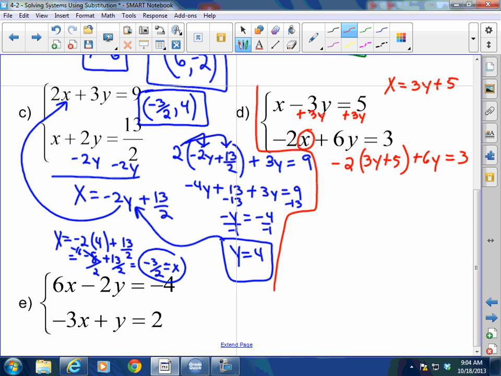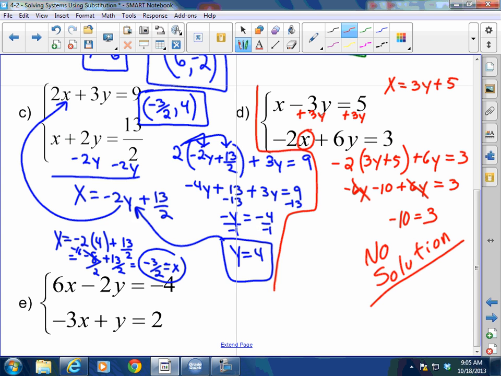Let's go ahead and distribute. So I got negative 6y minus 10 plus 6y equals 3. Negative 6y plus 6y cancels. Wait a second. I got negative 10 equals 3? Is that a true statement? Whenever this happens to you, my friends, it's no solution, straight up.